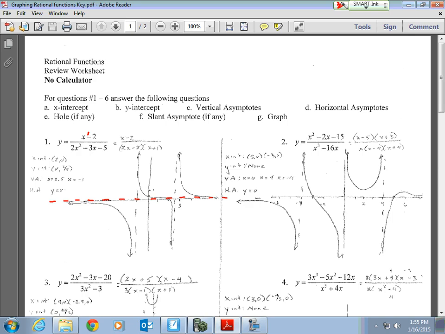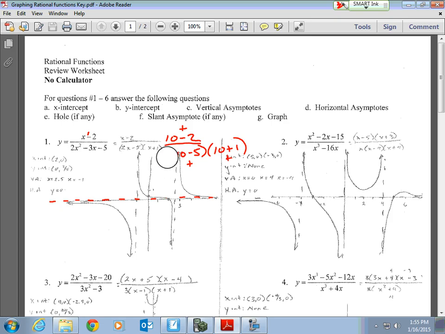So I'm picking something like 10. That's fairly large. It's something bigger than my x-intercepts and my vertical asymptotes. So plug in 10. 10 minus 2 on top, 2 times 10 minus 5, and x, which is 10, plus 1 on the bottom. Notice everything is positive. 10 minus 2 is positive. 2 times 10 minus 5 is positive. 10 plus 1 is positive.